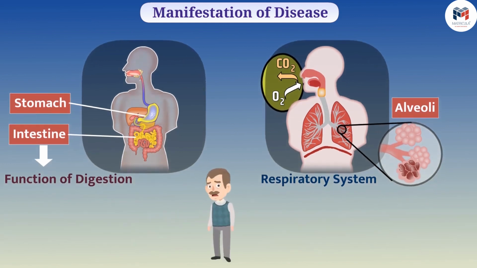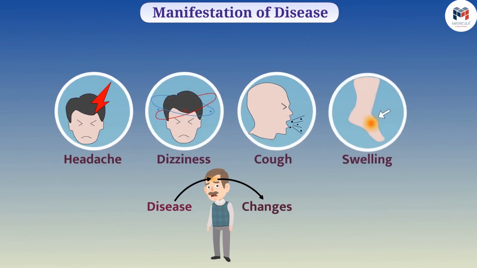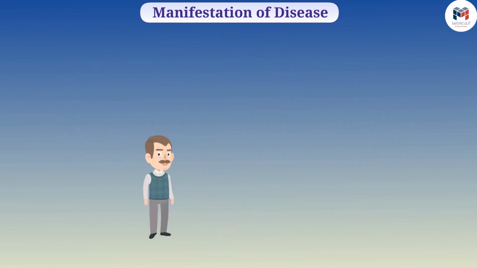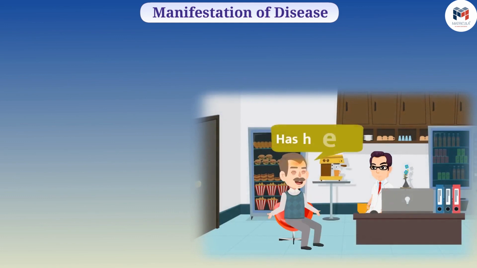But when there is a disease in the body, then one or several organ systems are unable to perform their function. Changes are seen in those organs like headache, dizziness, cough, swelling, and many more. These changes are called symptoms. Suppose a person has a headache, then the doctor will know that he is suffering from a headache only when the person tells the doctor. Therefore, only the patient can experience symptoms.